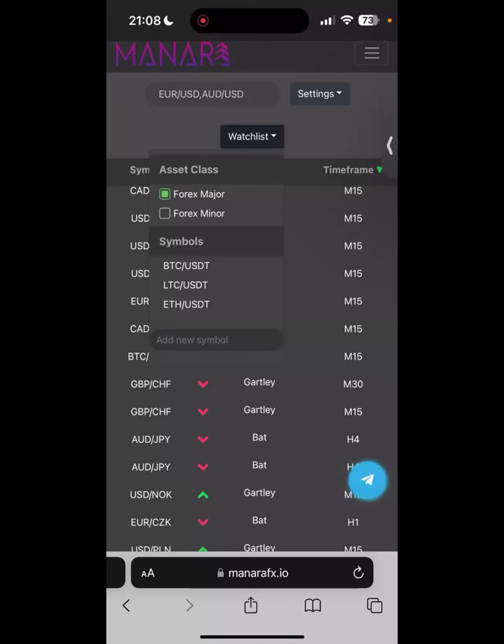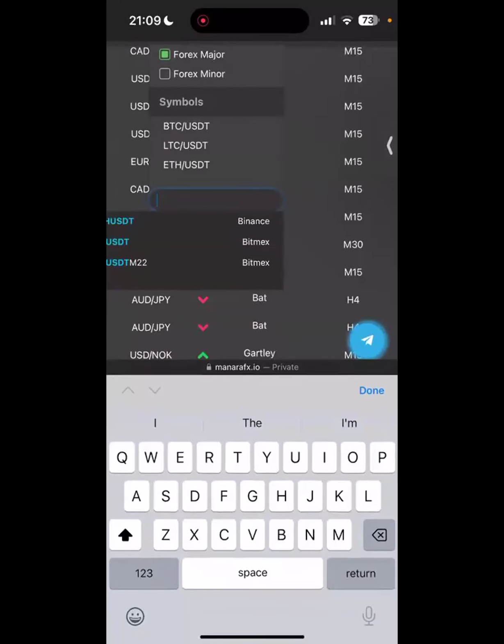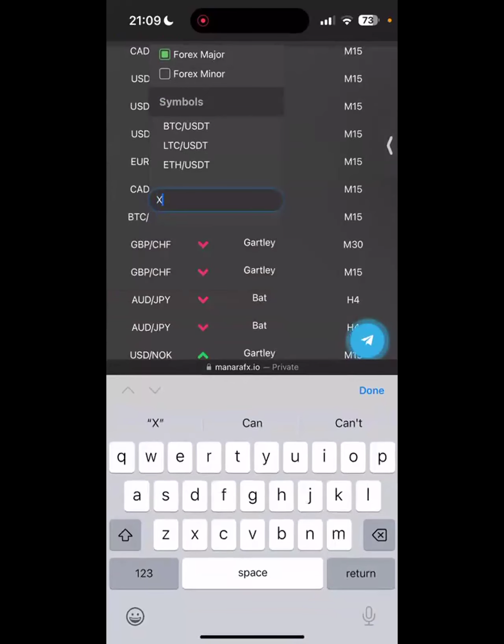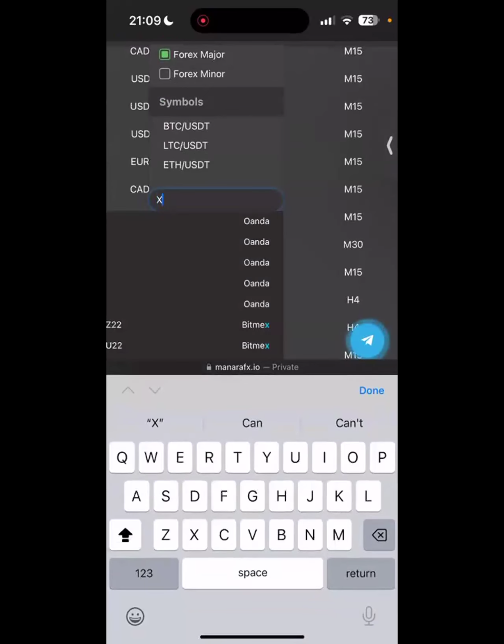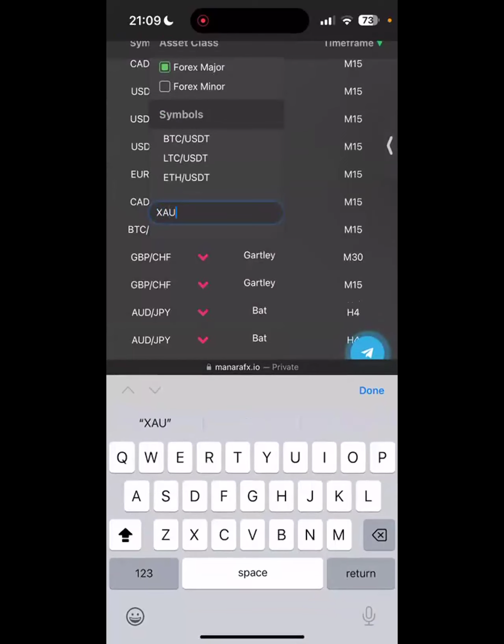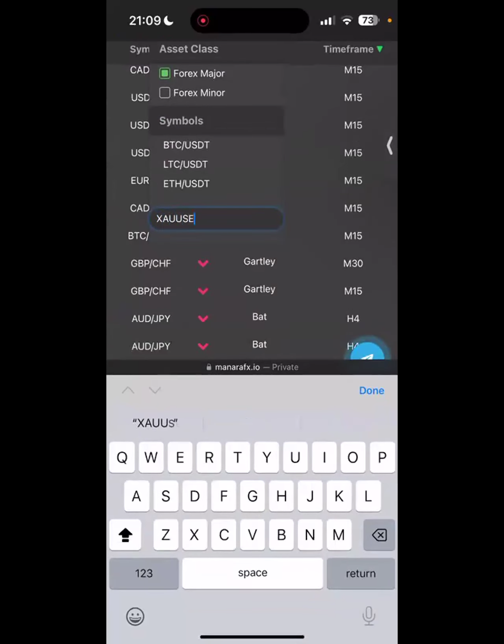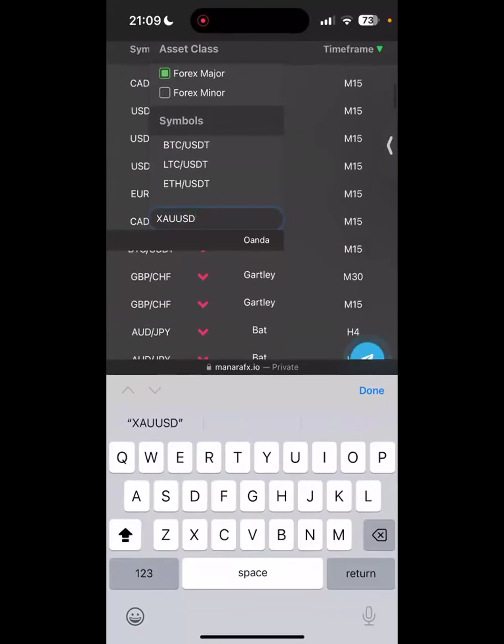Okay, let's add gold, XAUUSD. Add new symbol gold. Even though we've already chosen gold when we were doing our setup, it's just like saying, oh, keep an eye out when you see pairs like this. USD, yeah, so it will pop up. So click it. No, Oanda. Can you see the Oanda pop up?